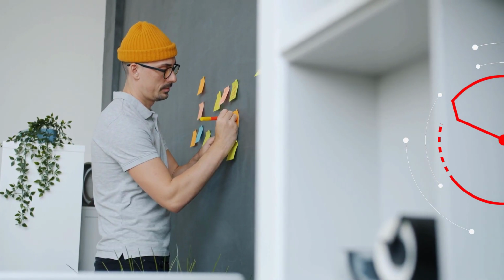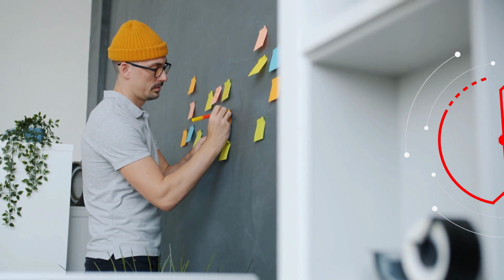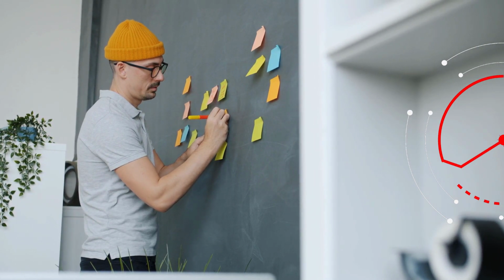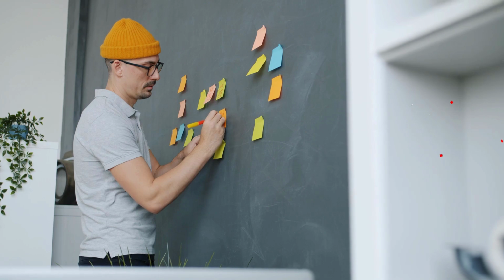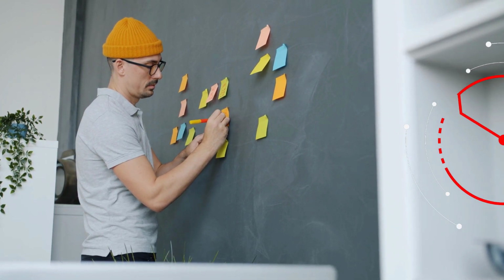Once you have your content hashed out in written form, decide what goes on which slide by putting your ideas onto post-it notes and organizing them into a desired flow.